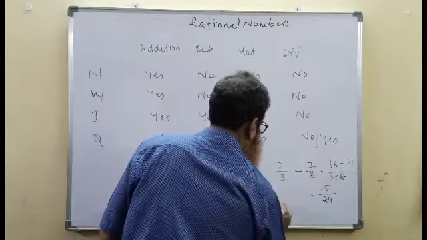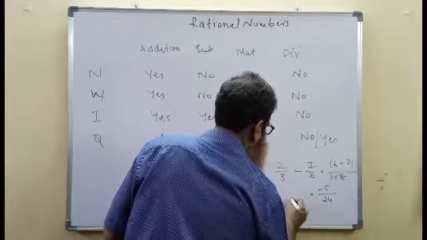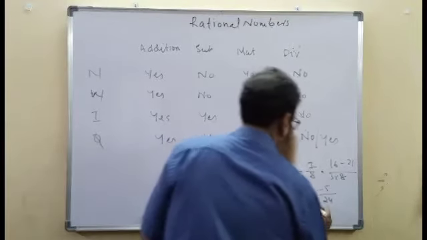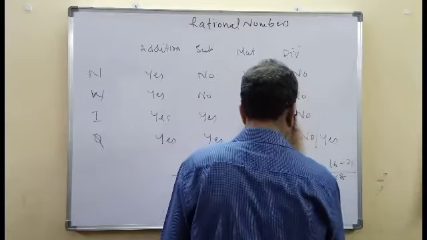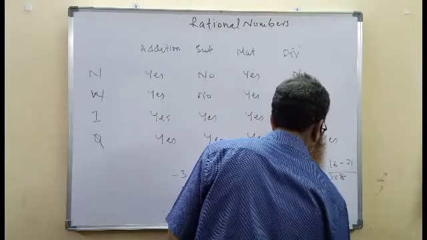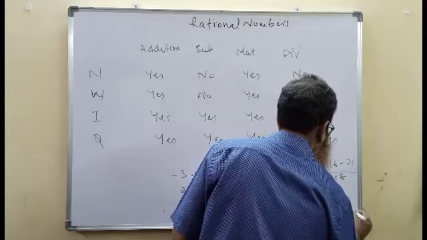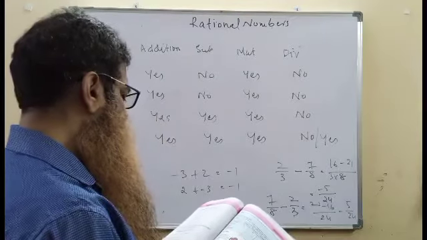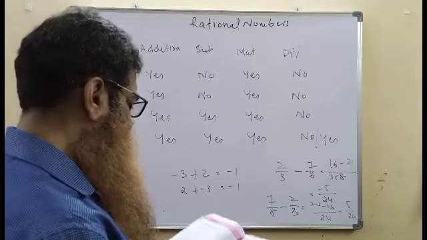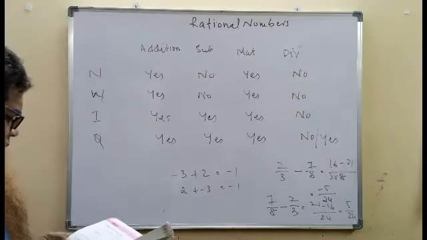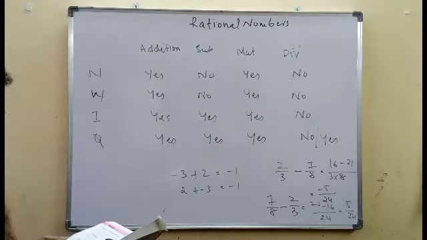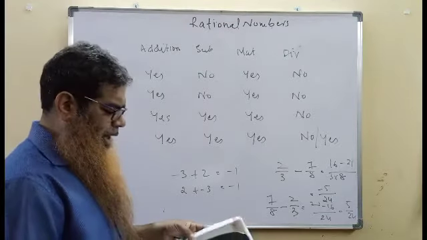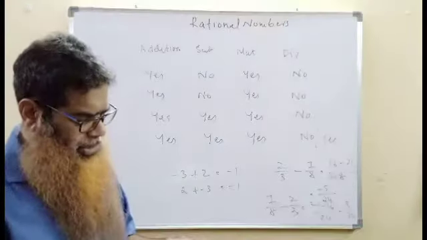If we check in the reverse order, 7 by 8 minus 2 by 3 is equal to 21 minus 16 by 24, which is 5 by 24. So a minus b is not equal to b minus a here. So subtraction is not commutative in the set of rational numbers. A minus b is not equal to b minus a for any two rational numbers a and b.